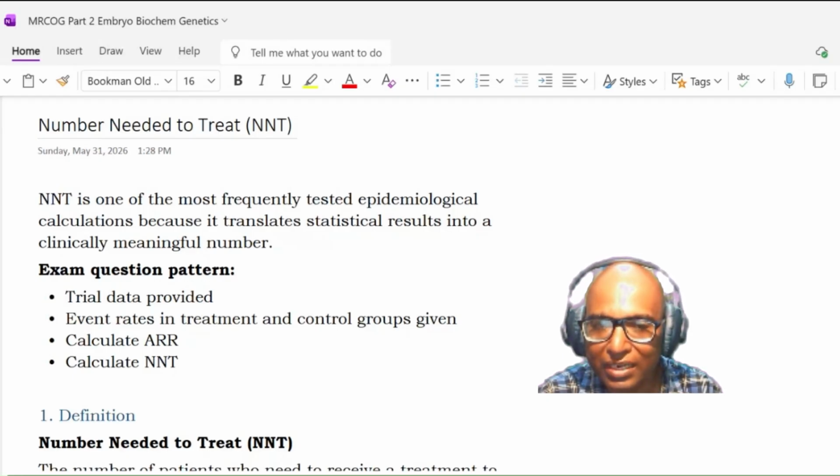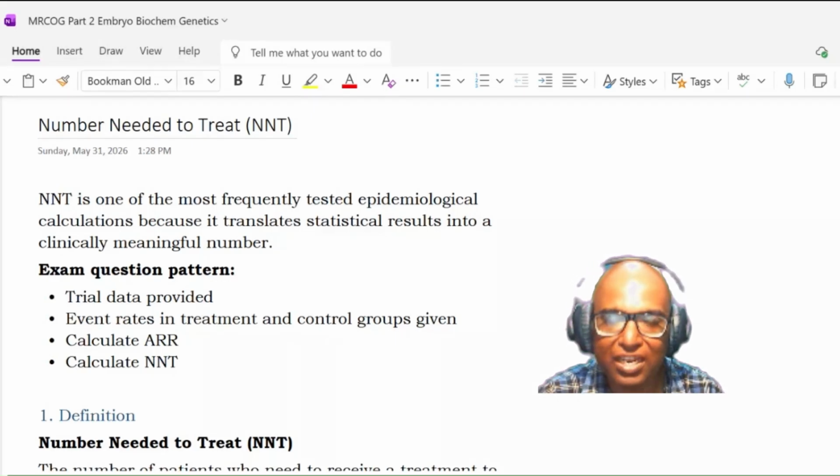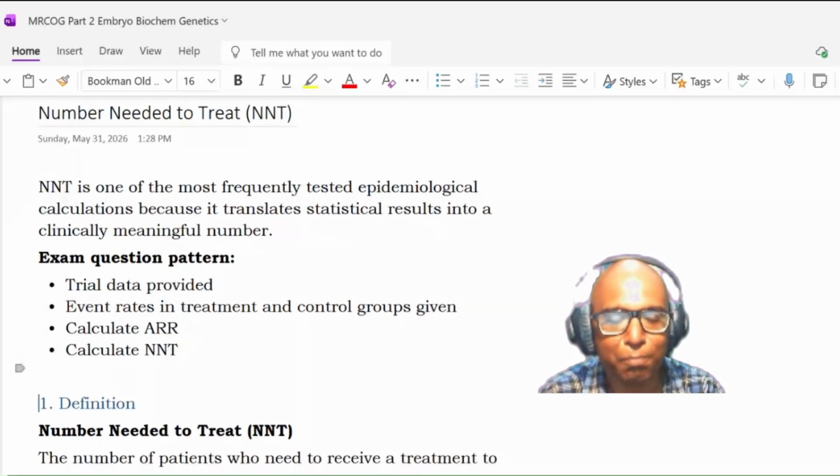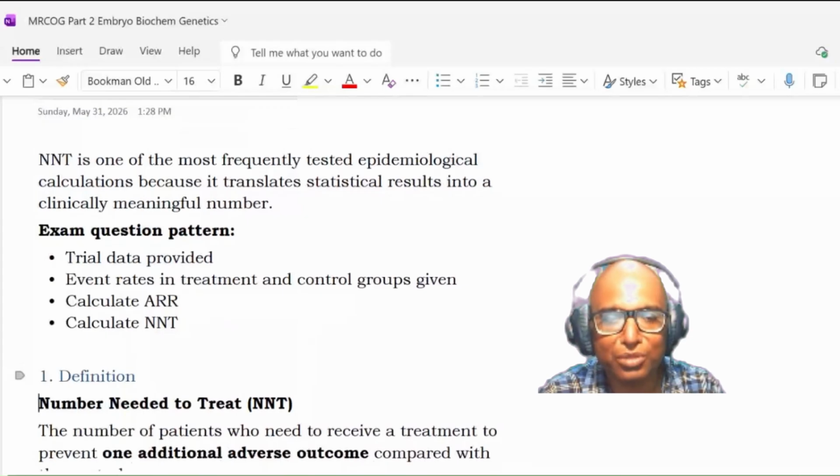Remember, you have to calculate ARR, absolute risk reduction, not RRR, the relative risk reduction. What we have to calculate is ARR, and then NNT, the number needed to treat. It is just a calculation here; these calculations are simple, but you need to perform them.